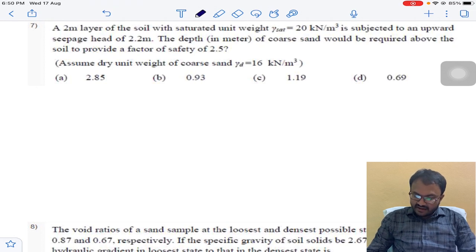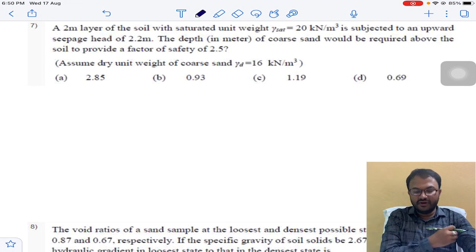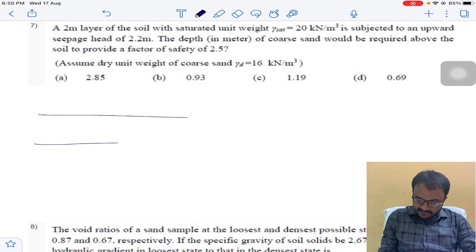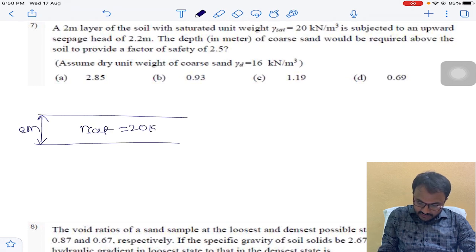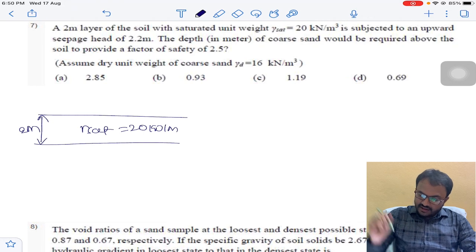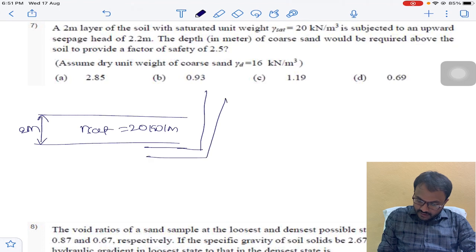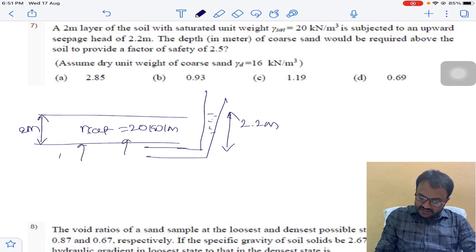A 2 meter layer of soil with saturated unit weight 20 kN per meter cube is subjected to an upward seepage head of 2.2 meters. So this is 2 meter. The saturated unit weight gamma sat is equal to 20 kN per meter cube. Here at the bottom, there is a seepage head. It will be 2.2 meters. Clear? So seepage is from bottom to top.